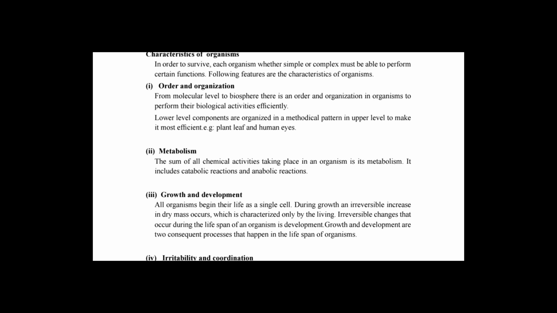This is the key to remember. O means order and organization. My God, oh my God. M means metabolism. G is growth and development. I is irritability and coordination. A is adaptation. R, really, is reproduction. Heredity and evolution is hungry. Okay, H. So this is the method to remember. Oh my God, I am really hungry. So you can remember that.